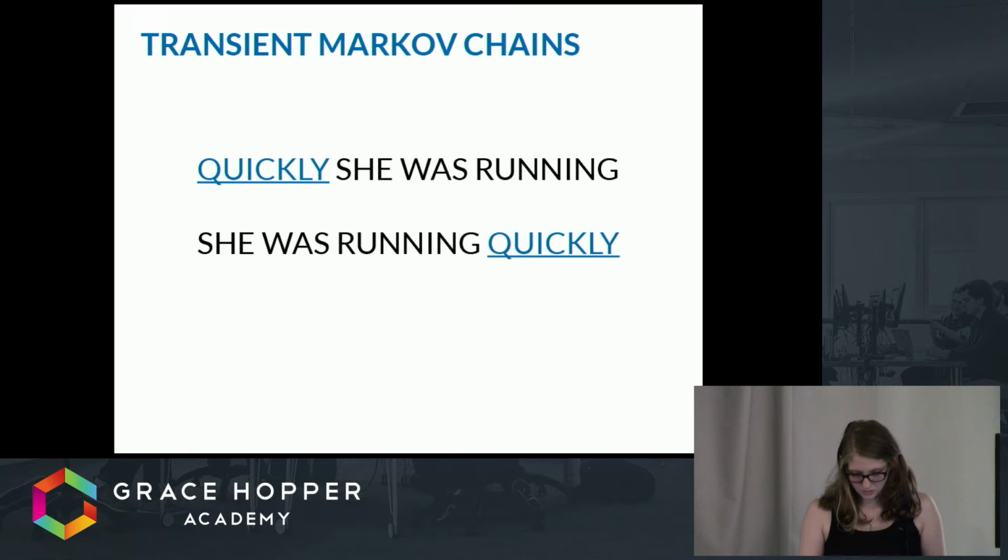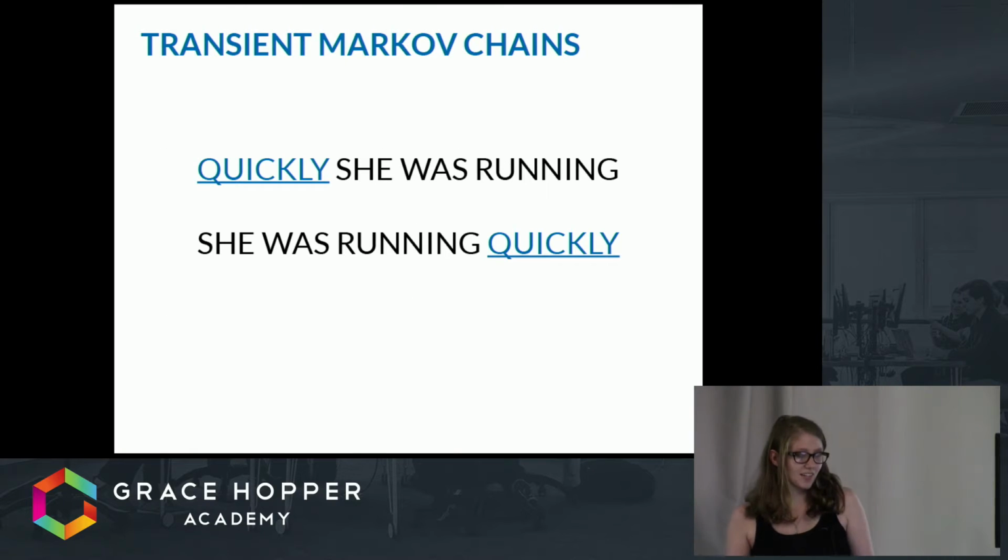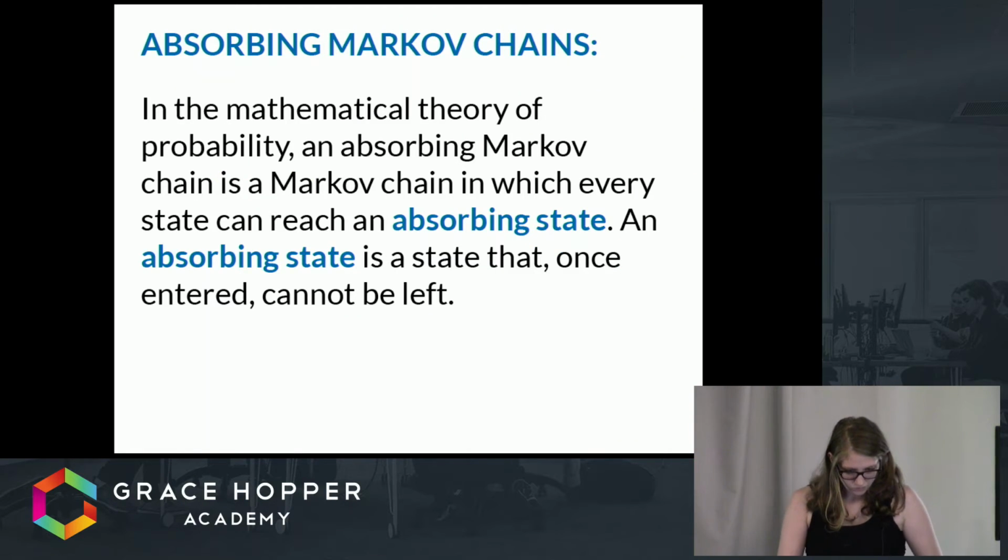So if I have the sentences, quickly she was running, and she was running quickly, and I wanted to generate new text, the thing that should follow quickly depends also on what words came before that. So if we have noun, adjective, noun, it would be very different than verb, adjective, verb.